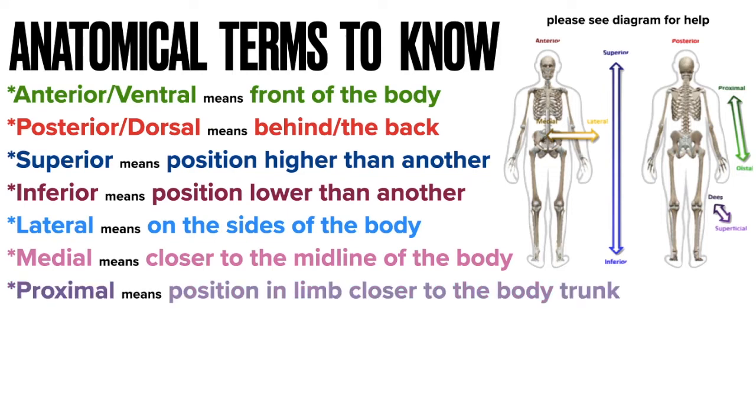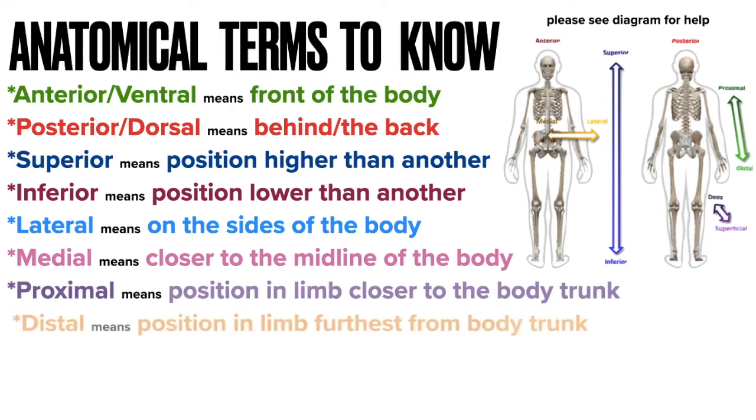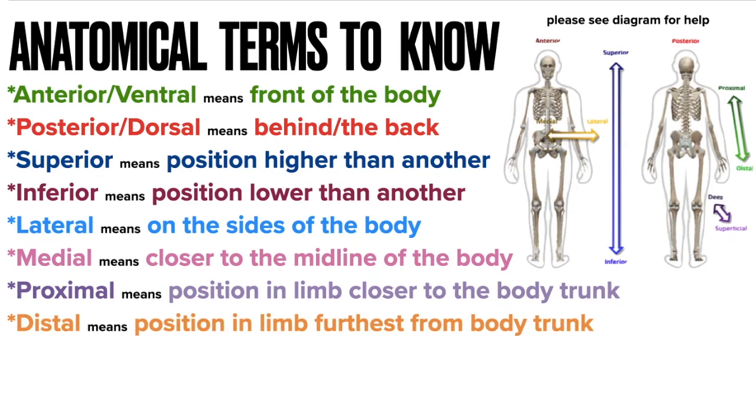Then we're going to focus on proximal versus distal. Proximal refers to the position of the limb closer to the body trunk, while distal means further away. So this would be identifying my fingers versus my elbow. My fingers are more distal, while my elbow is more proximal. It's closer to the body trunk. My fingers are further away from the body trunk.